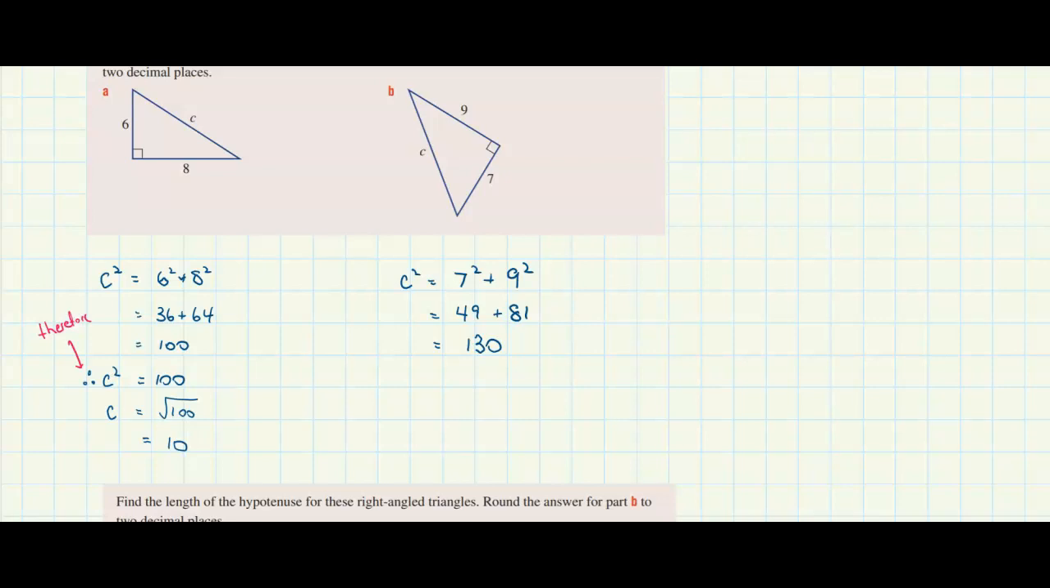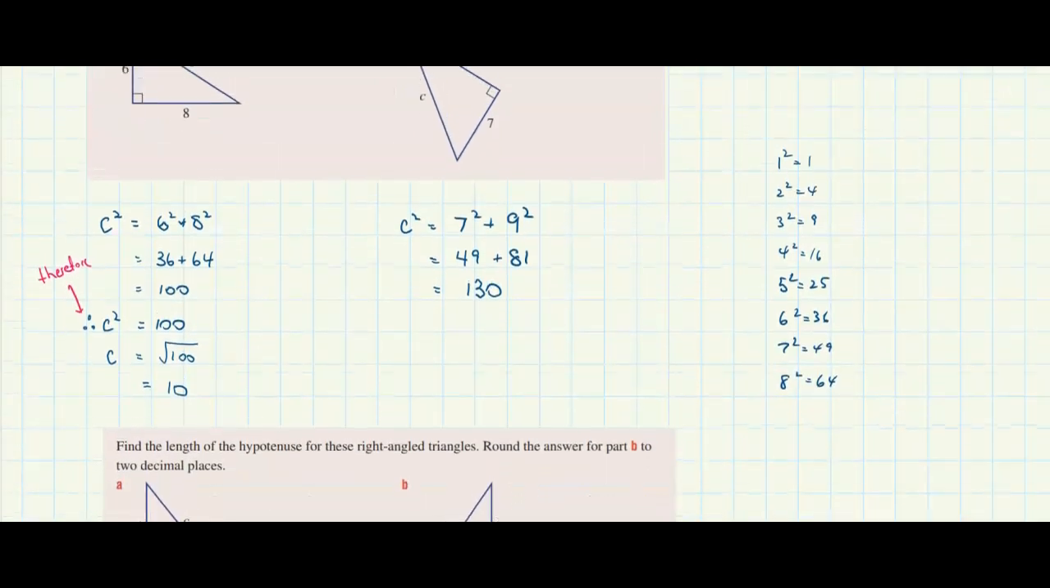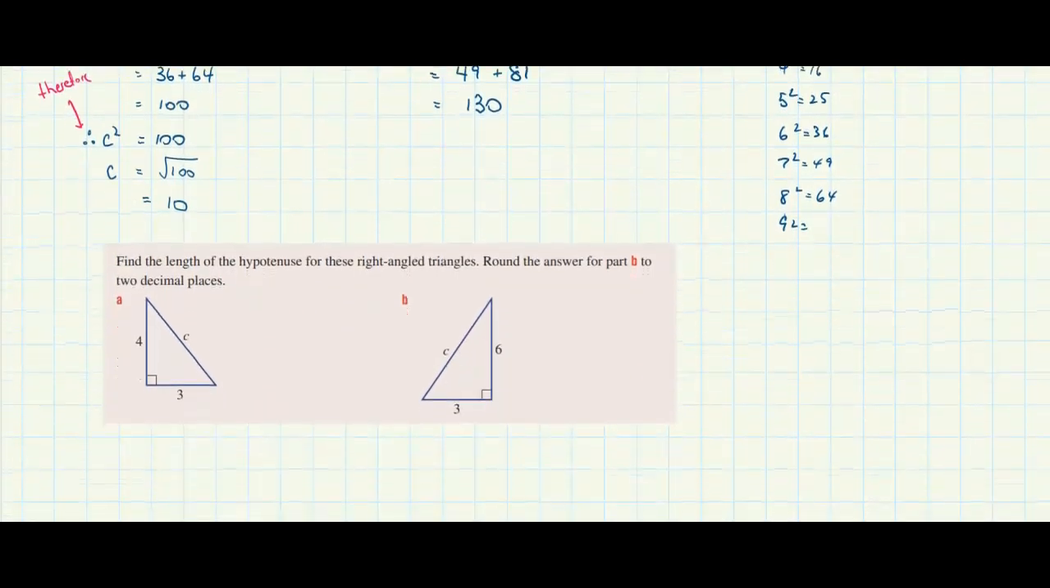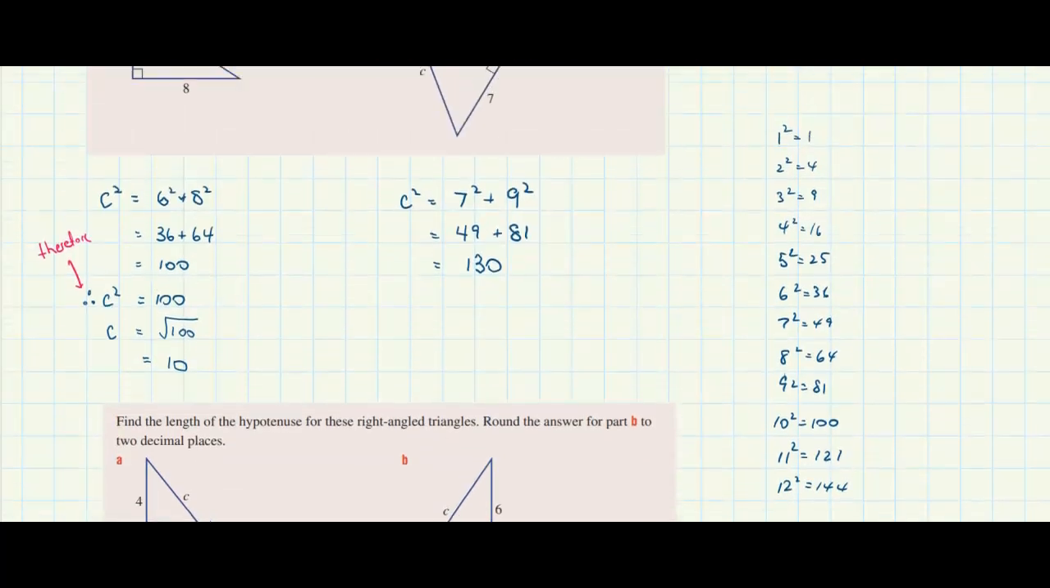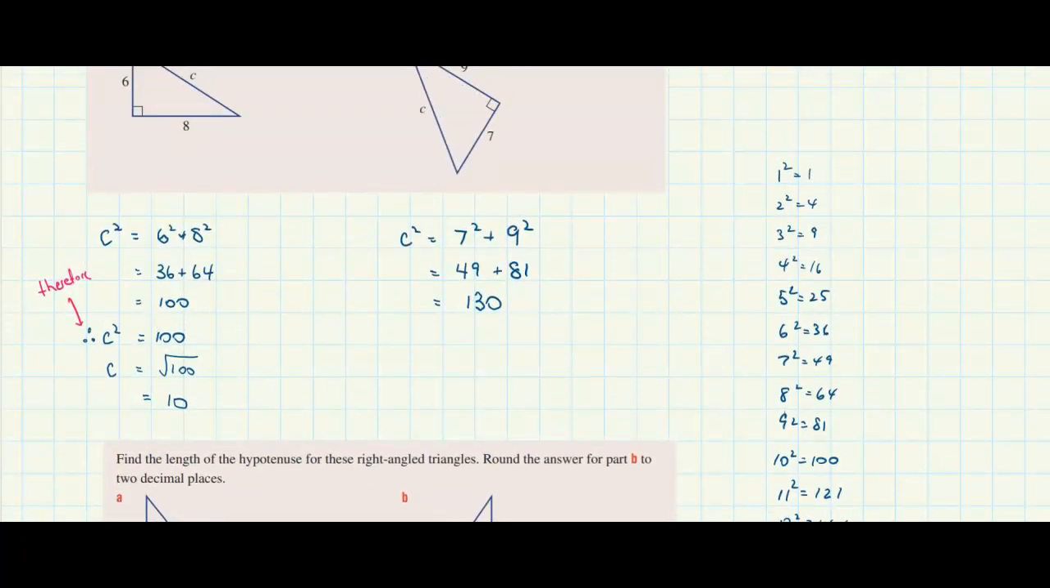Now, I know my square numbers. 1 squared is 1. 2 squared is 4. 3 squared is 9. 4 squared is 16. 5 squared is 25. 6 squared is 36. 7 squared is 49, 8 squared is 64, 9 squared is 81. Stick with me. 10 squared is 100, 11 squared is 121, 12 squared is, hang on a sec, what's 130 then? This looks like it's not a square. I can't just get a whole number out of this. So therefore, C is equal to the square root of 130.